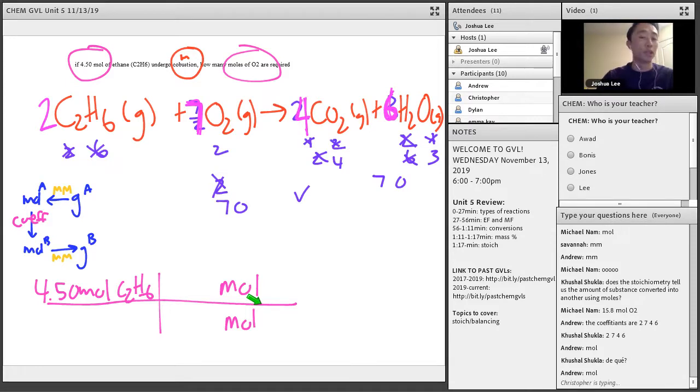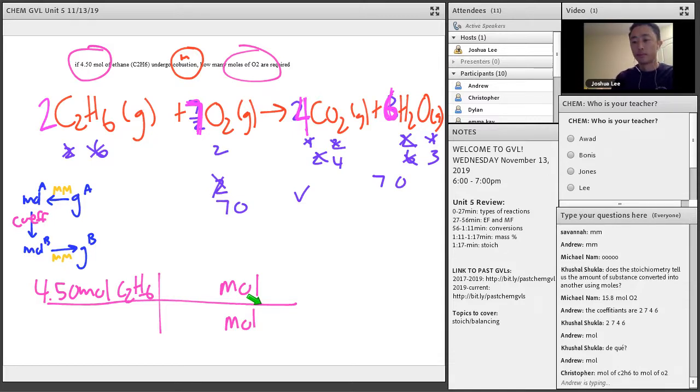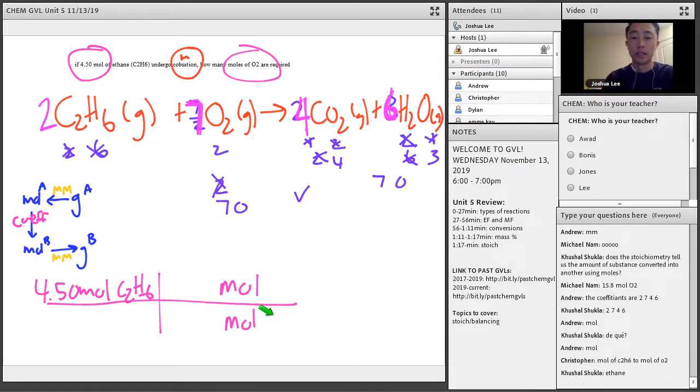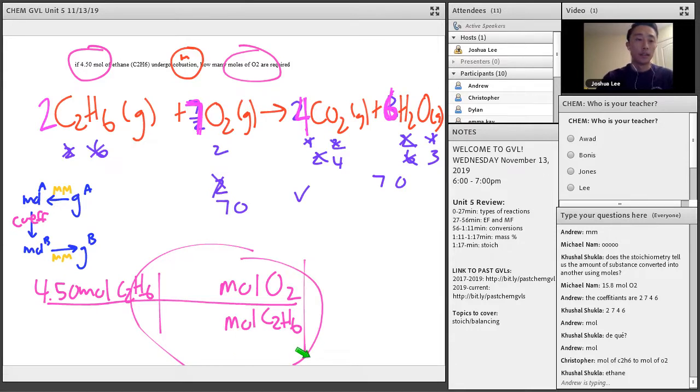you have to be a little bit more specific now, since now we're converting from one substance to the other substance. So which mole do I want to get rid of? Yeah, I want to get rid of moles of C2H6. So that's why I put C2H6 down here. And I want to go to moles of O2. At this point, if you actually look at this, I have a mole and another mole, 2 moles in the same box right here.